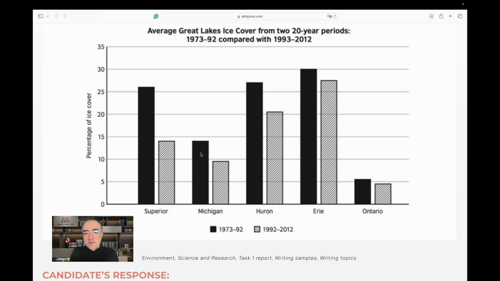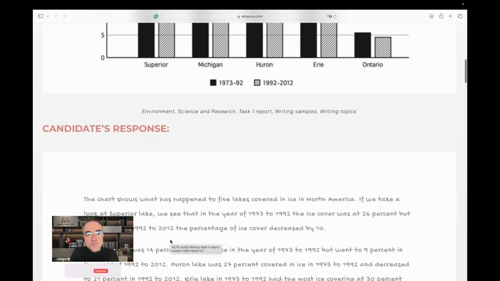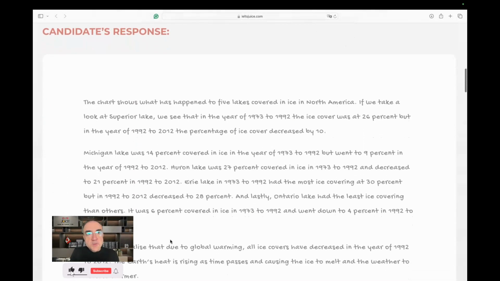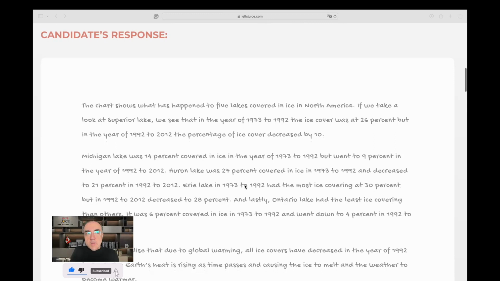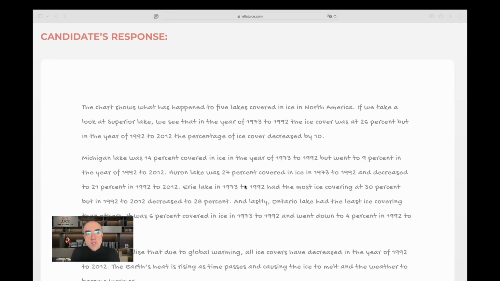Okay, that was a lengthy introduction, especially for those who wish to start working on reports. Now let's move on to the response. So this is the candidate's response. All right. The chart showed what has happened to 5 lakes covered in ice in North America. Okay, everything looks okay, right?